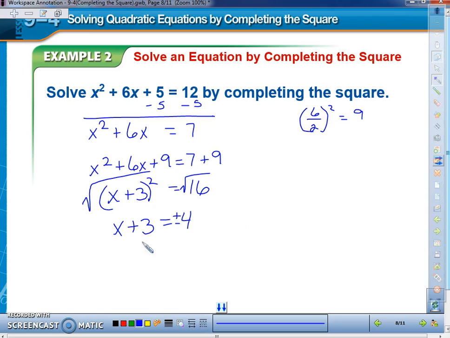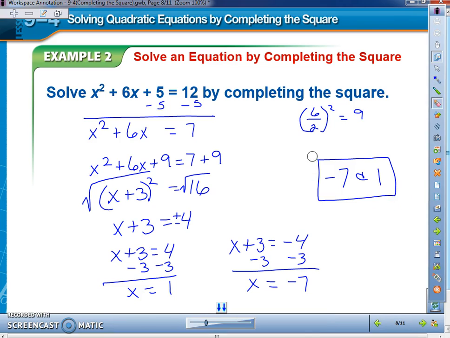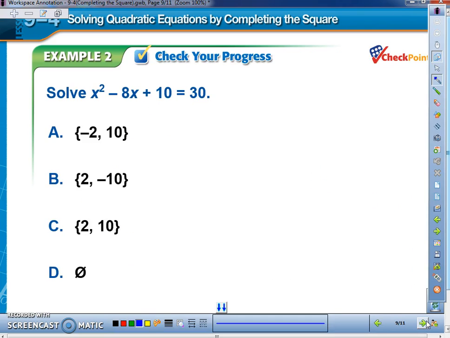Next step is just solving it. So I'm going to say, what if it's a positive 4? X plus 3 equals 4. And then another equation is going to be x plus 3 equals negative 4. So in both cases, I'm going to subtract 3. In this case over here, I get x equals 1. In this case over here, I get x equals negative 7. Those are my two solutions. Negative 7 and 1. It doesn't matter which order you give them to me right there.